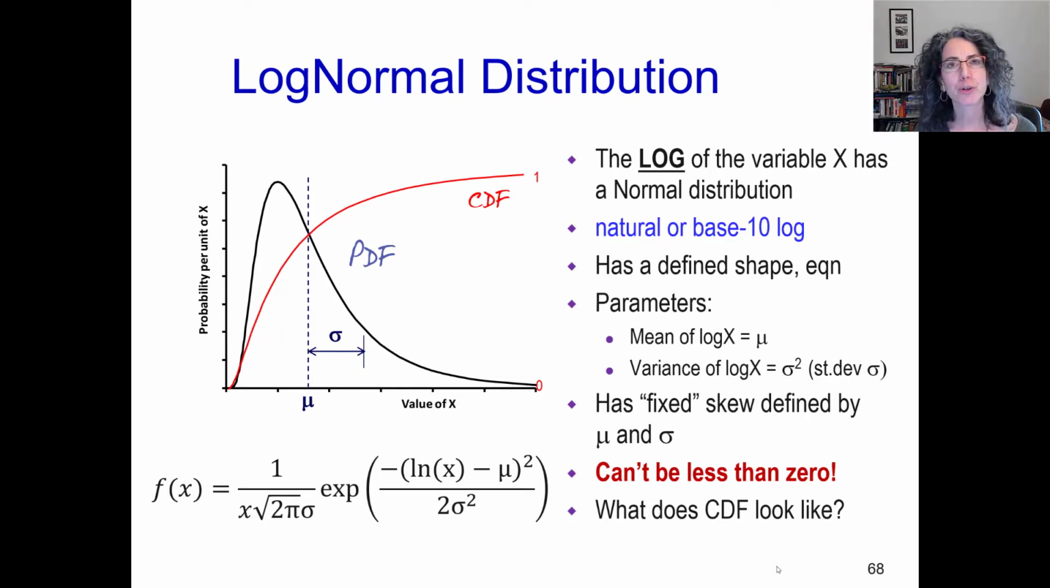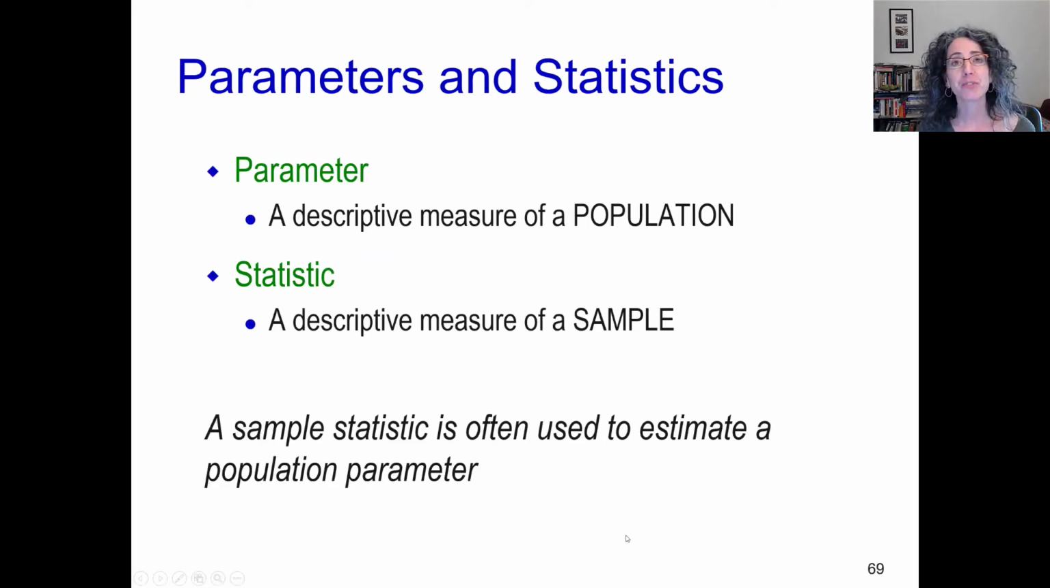There's another distribution that we're going to use this week, which is the Pearson type 3 distribution and the log Pearson type 3 distribution. And I'm not showing them here, but we'll get to them a little bit later. Here's a slide that we've seen before, parameters and statistics. A parameter is a descriptive measure of a population, and we've just seen the parameters of each of those common analytical distributions. And a statistic is the same descriptive measure of a sample. A sample statistic is often used to estimate a population parameter. That's what we're going to be doing in the next section when we fit probability distributions to our data.